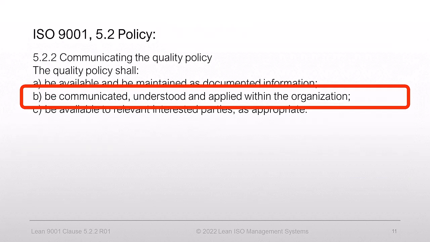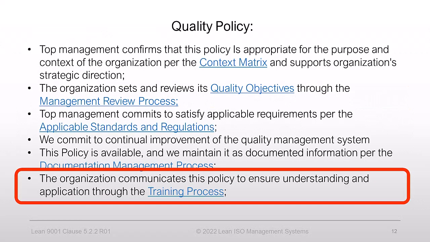The following requirement is B. The quality policy shall be communicated, understood, and applied within the organization. Responding to this requirement, our policy says, the organization communicates this policy to ensure understanding and application through the training process. The hyperlink to the training process directs us to the means of achieving this objective, training.